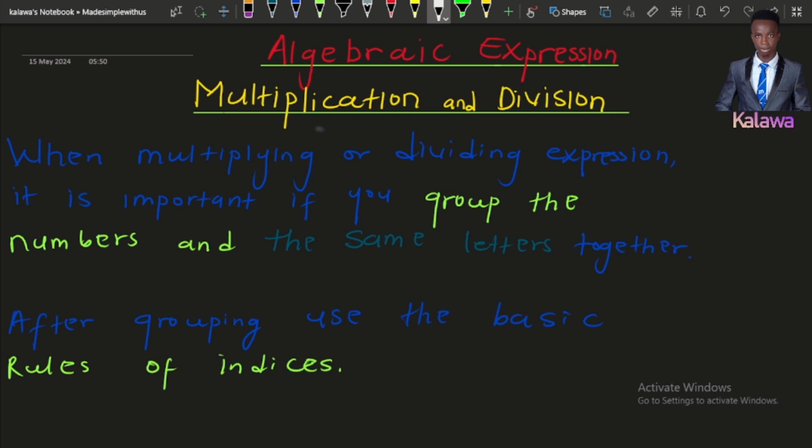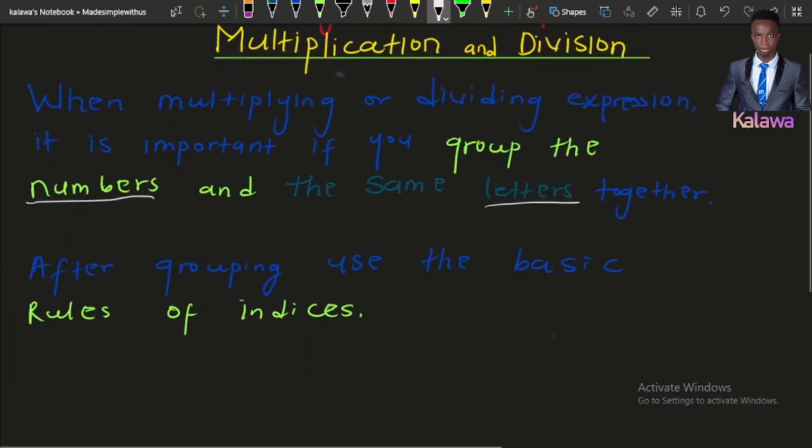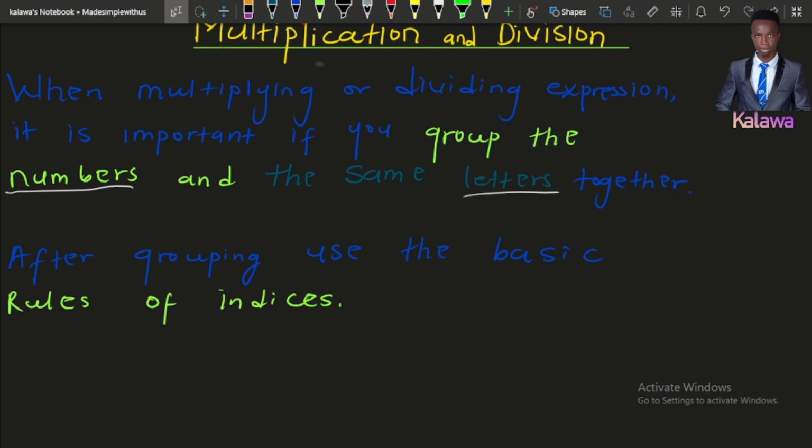Today we are moving on to multiplication and division of an algebraic expression. There are rules you must understand whenever we want to multiply or divide any algebraic expression. It says when multiplying or dividing expressions, it is important to group the numbers. Take note, we group the numbers and the same letters together. So we must group these two things before we proceed with division or multiplication of any algebraic expression.